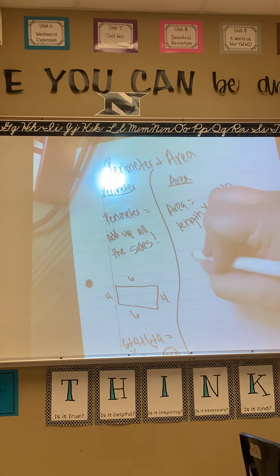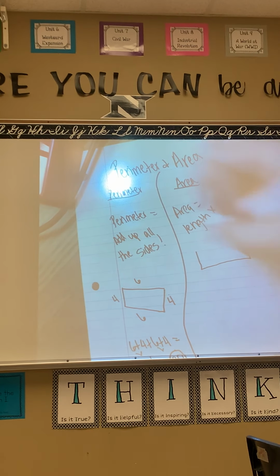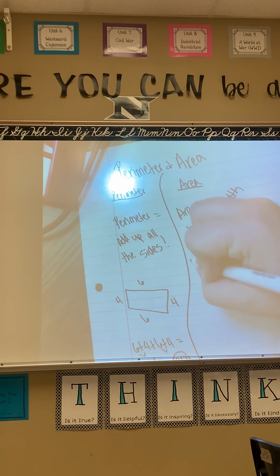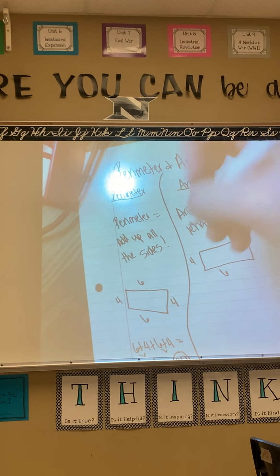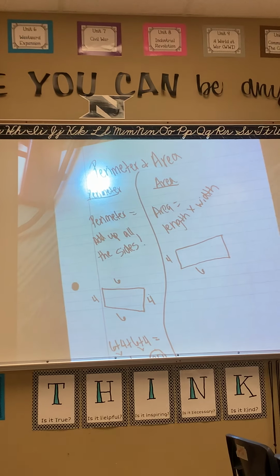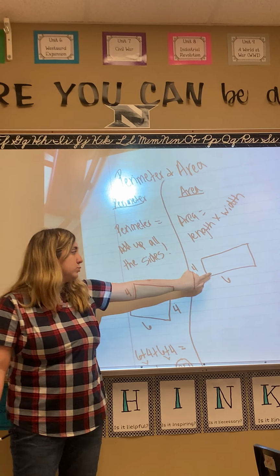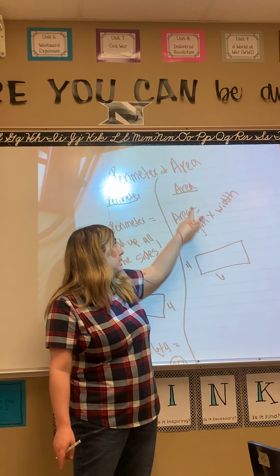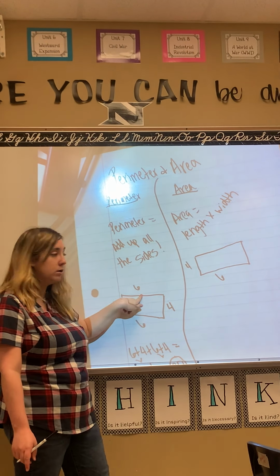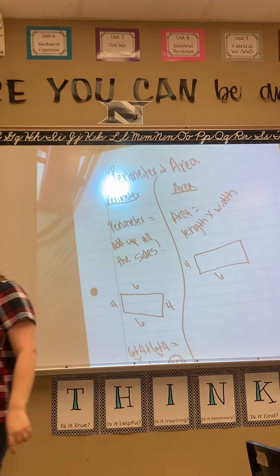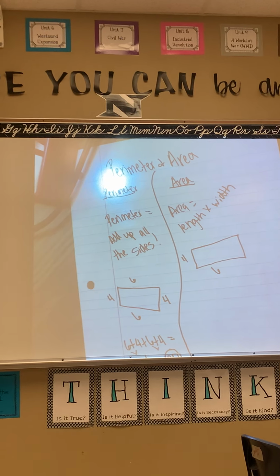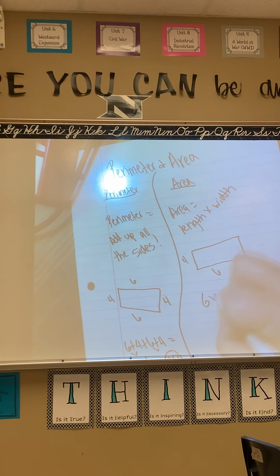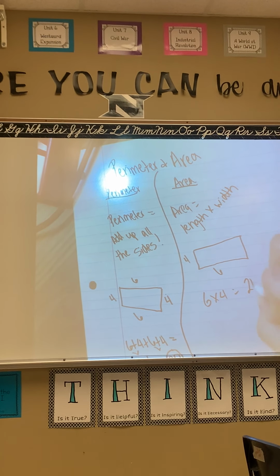And we're going to draw that same rectangle with the 4 and the 6. But this time we remember that area is length times width. We're not worried about these other two sides on area, just on perimeter. So length times width. So that's going to be 6 times 4. So 6 times 4 equals 24.